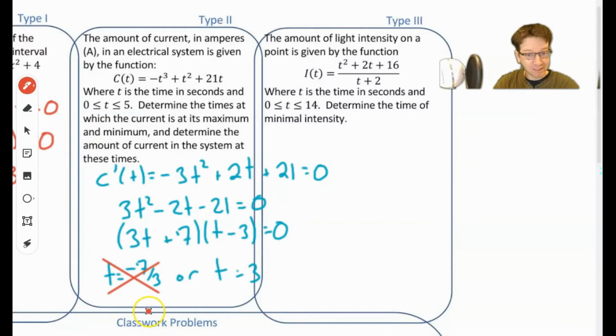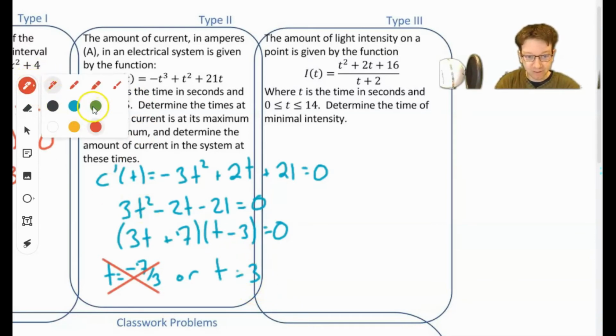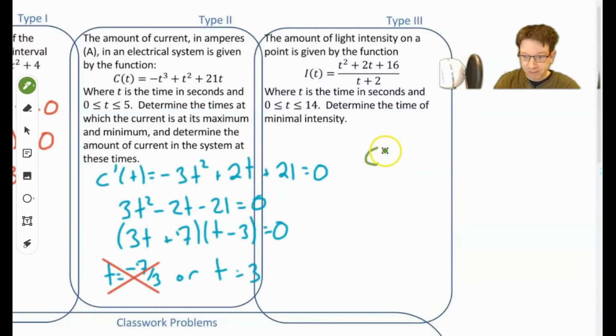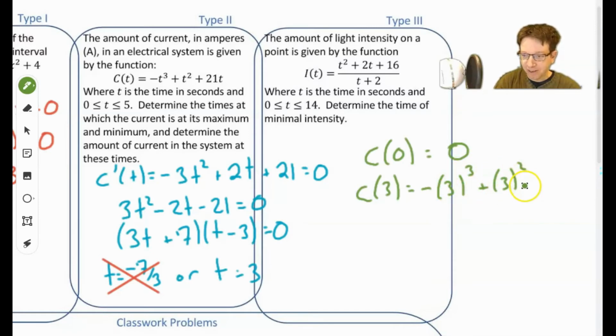So that means we have 3 possible solutions to test: our endpoints, 0 and 5, and this horizontal tangent, 3. So let's test all of those. We'll start with 0. That one's easy. So c at 0 equals 0. Next we can do 3. So c at 3: -3 cubed plus 3 squared plus 21 times 3, and we'll get 45 if we do that.